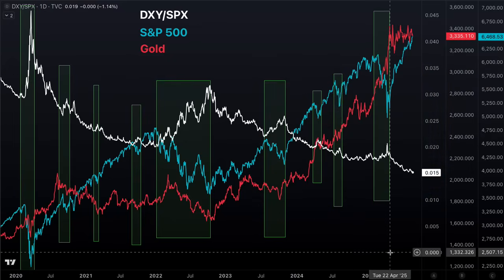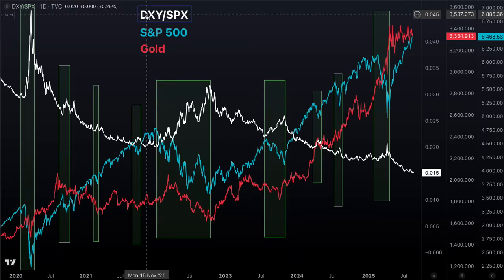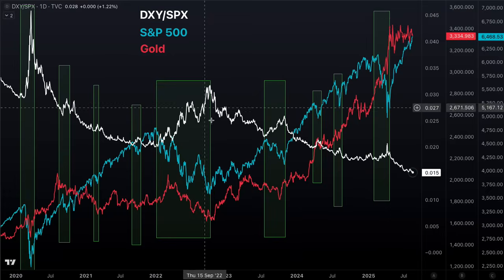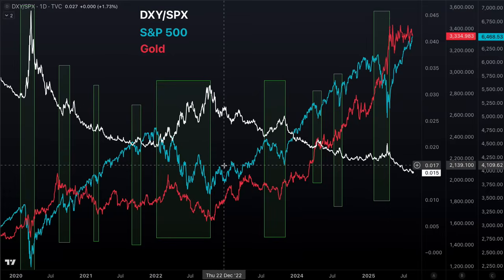The reason for this is that if the DXY is increasing faster than the S&P, what that means is the price of the dollar is going up very rapidly. Well, why would that happen? It generally happens in negative liquidity conditions, when there's a liquidity shock to the system. And so that generally is met with weakness in asset markets.